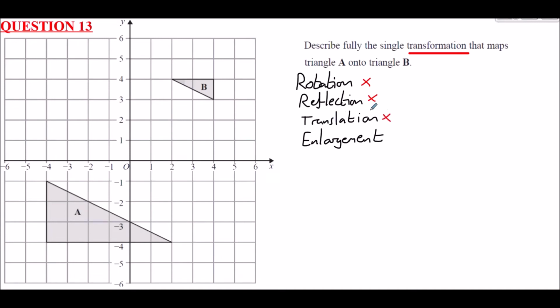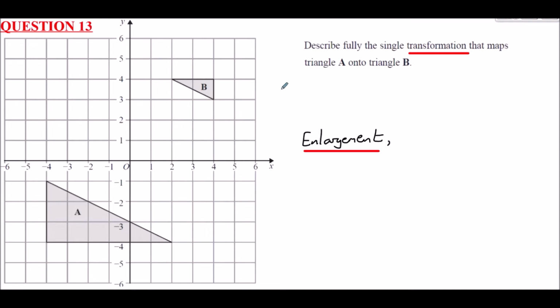So because it's changed size, what we have to say is it's got to be an enlargement. So we need to state that it's an enlargement to get any credit whatsoever. So we first of all just say it's an enlargement. What else do we need to say? Well, there's always going to be a scale factor for enlargement, and there's going to be a centre of enlargement.